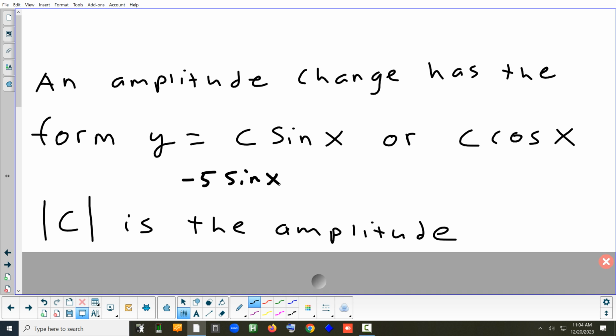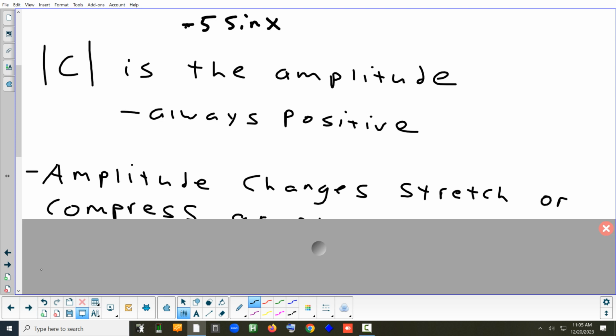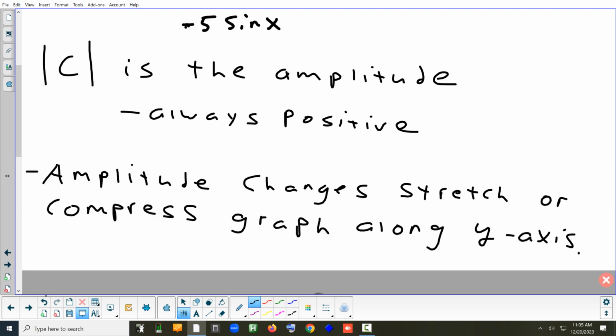Does the negative still cause something to happen on the graph? Absolutely. What does a negative in front do? It's vertical reflection. But this has no effect on the amplitude. Okay, so when you want to know the amplitude, you take the absolute value of the number in front. When you're graphing it, do not take the absolute value. You have to use the negative as a reflection. So amplitude is always positive. And an amplitude change is going to stretch or compress the graph vertically, okay, along the y-axis.